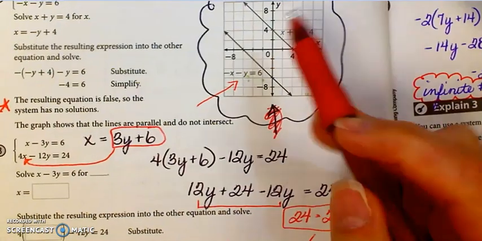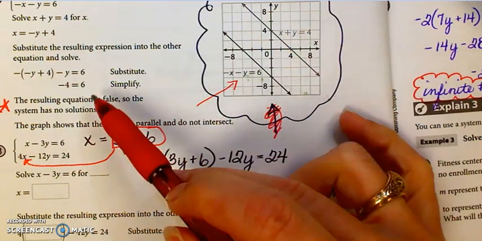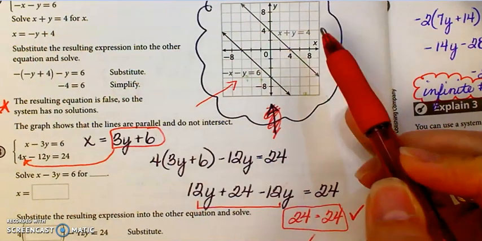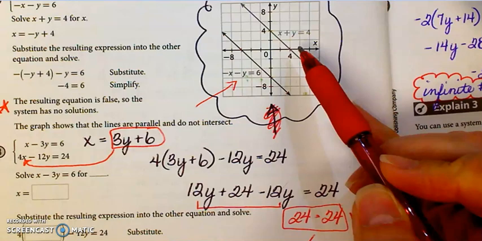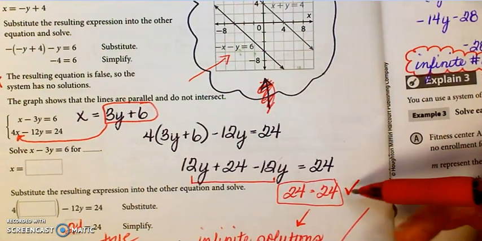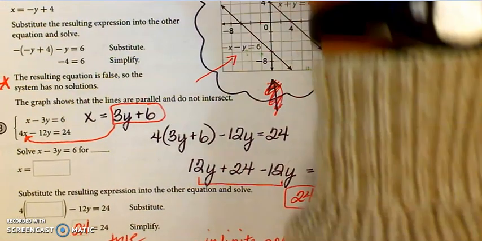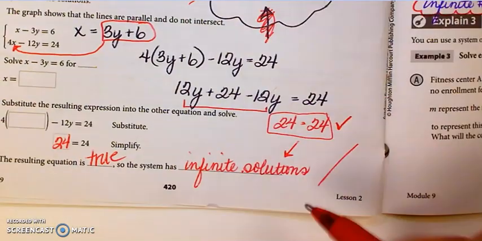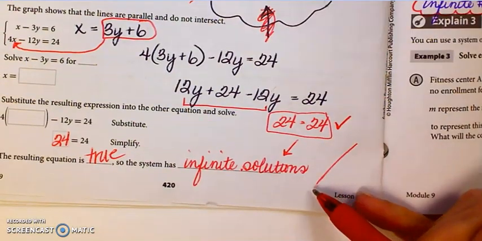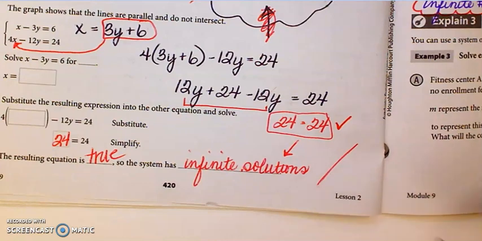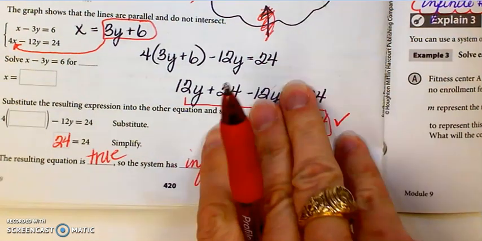So up here, you eliminate all the variables and you get a false statement, then you have no solution. The lines are never going to cross. If you eliminate all the variables and you get a true statement, then basically the lines are sitting one on top of each other, and they're going to have an infinite number of solutions.